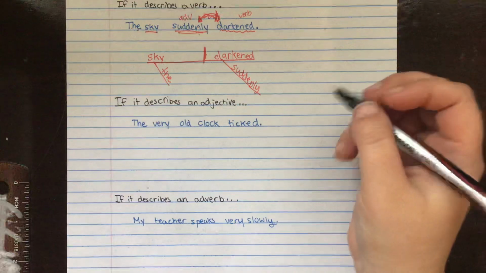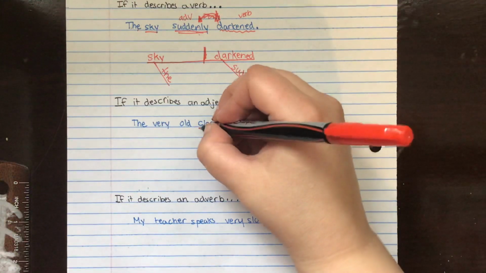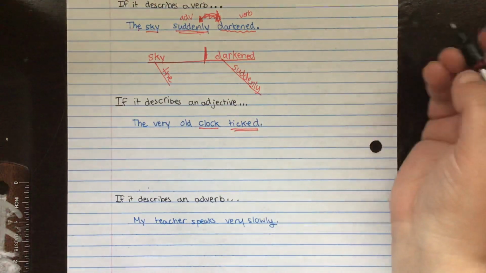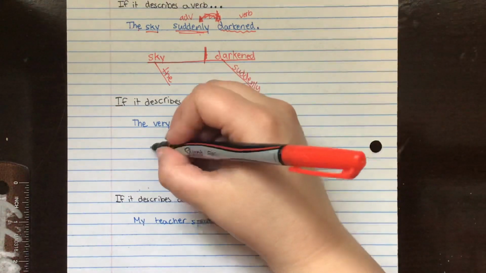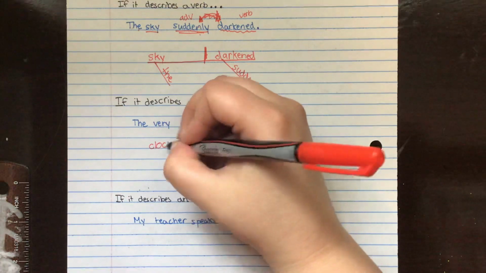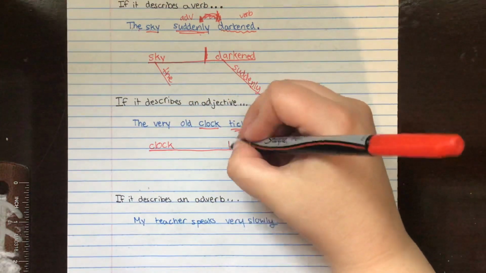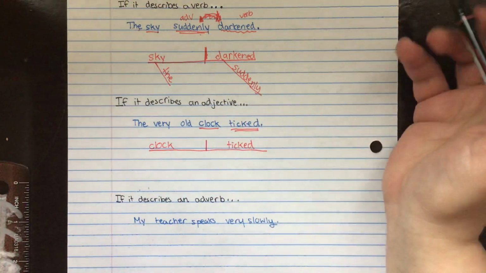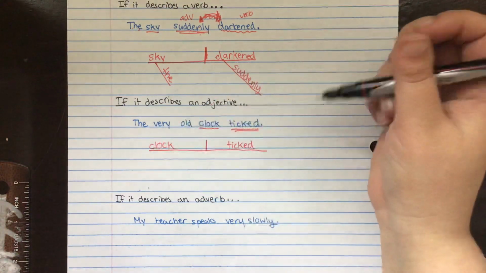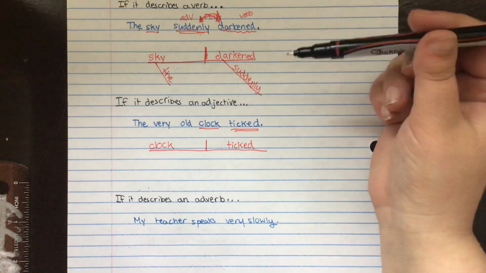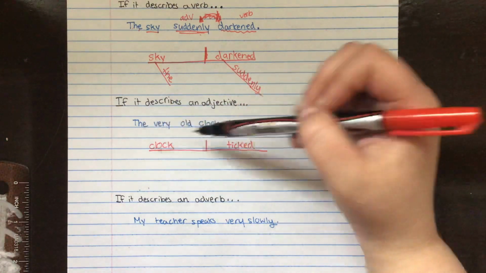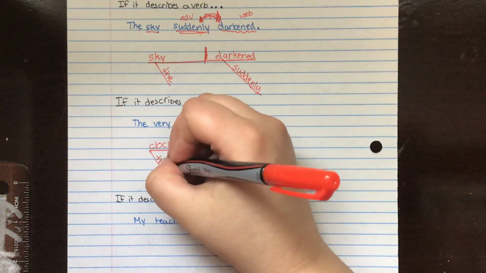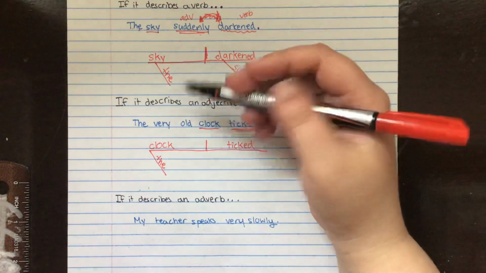So first of all, we're looking for our subject and our verb. Clock is our subject. Ticked is our verb. So that's how we're going to start this diagram out. We have clock, our subject here. We have ticked, our verb over here. Separate them out. And now we're going to look at our words and we're going to see what they describe. So first of all, the describes the clock. So I create a little line and I put the on the line.